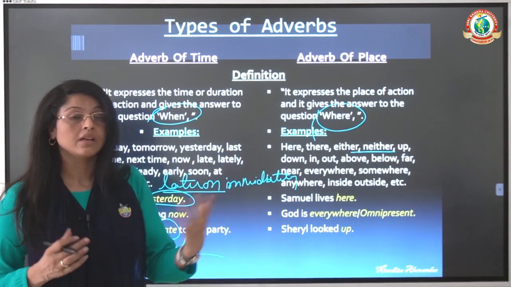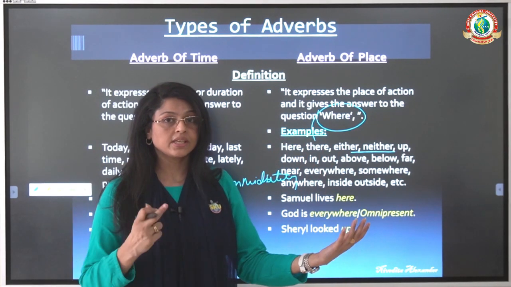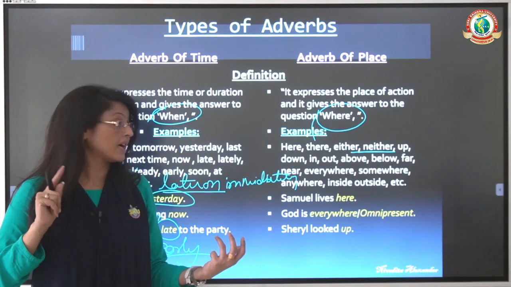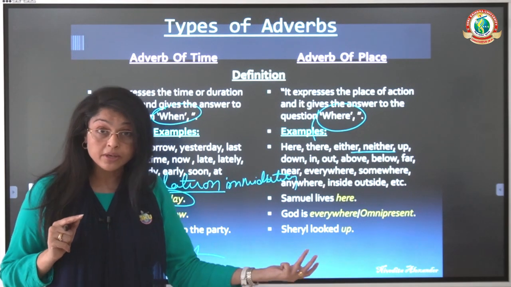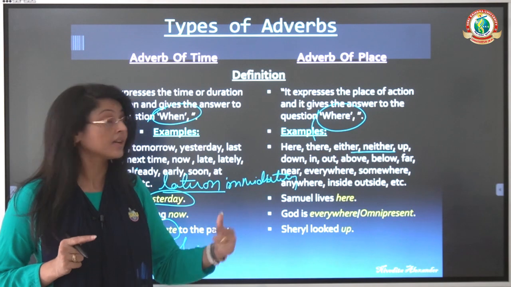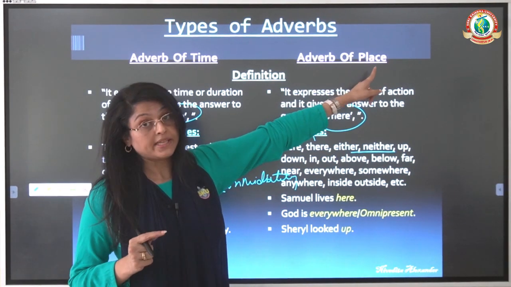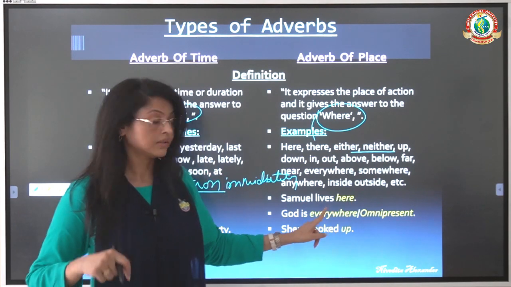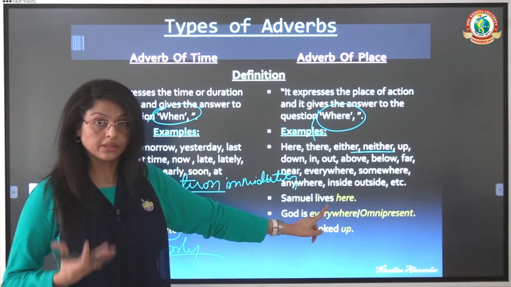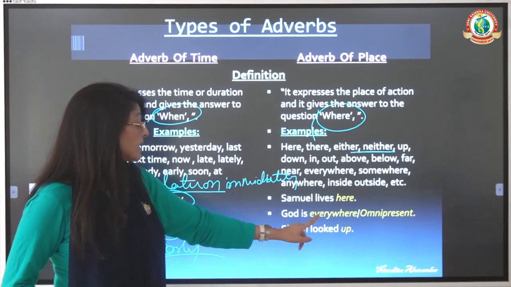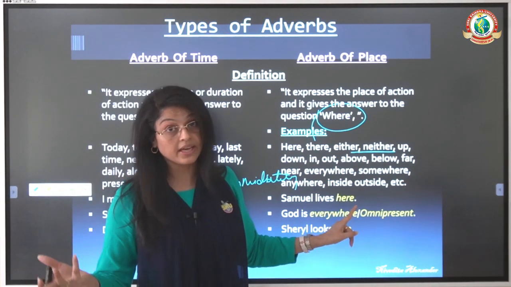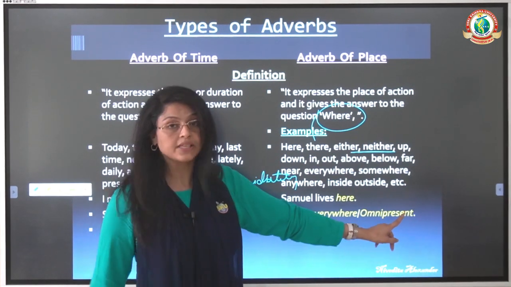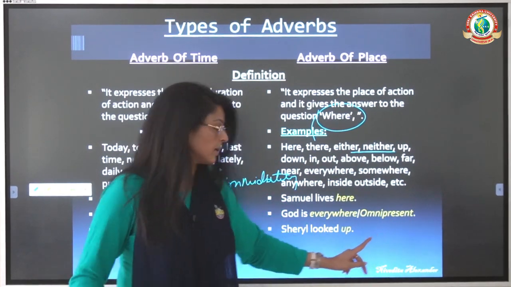Inside, outside. Adverb of place, where anything is kept, where any action is happening. Where did he kill? Now, where did he kill is a question, and this where is not just acting as an interrogative adverb here, it is also acting as an adverb of place as well. Okay, so Samuel lives here. This here is showing the place. God is everywhere. Everywhere is again the place. Or God is omnipresent. Omni means everywhere, present means dwelling, existing.